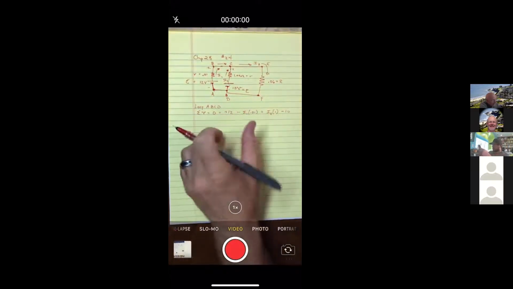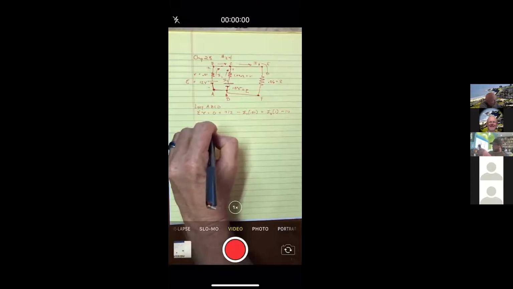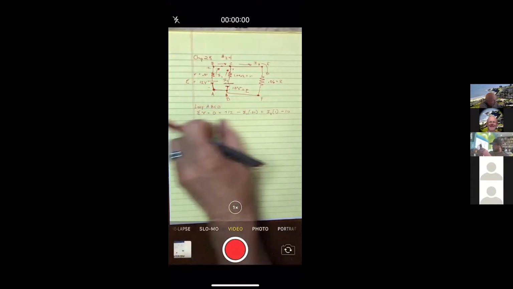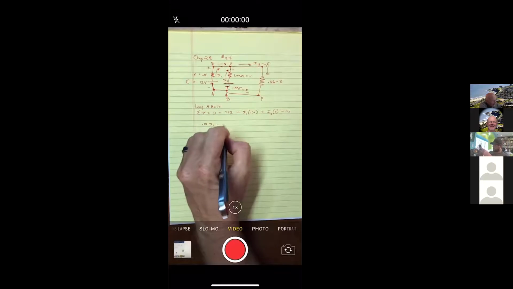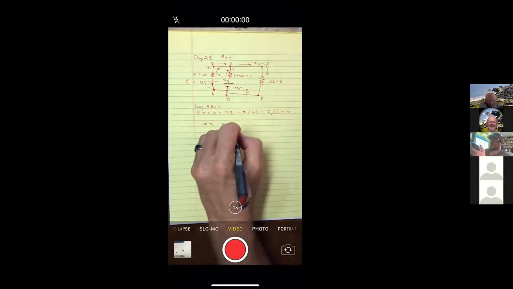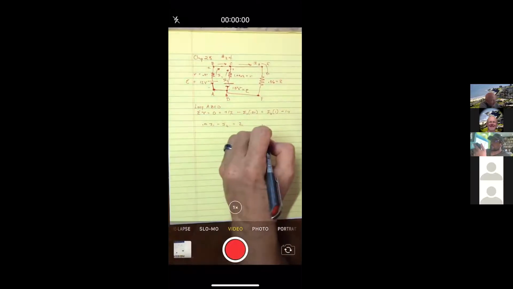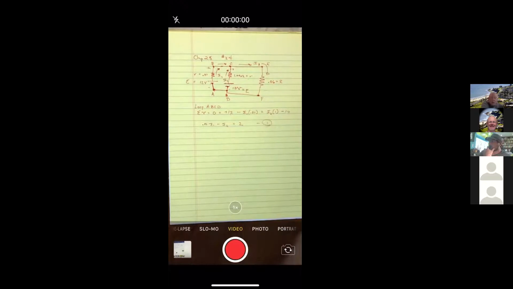Maybe simplifying this a little bit, this would be 0.01 I1, and I move it over, this would be negative I2. And then this would be equal to 2 once I put the 12 and the 10 together. So I would call that equation number 1.